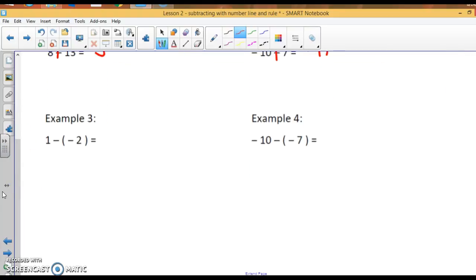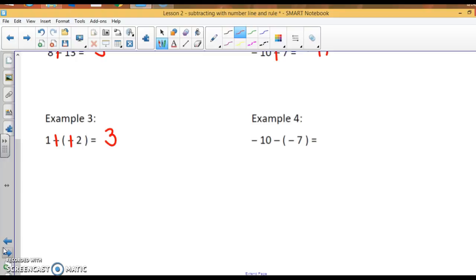All right, let's look at this one. 1 minus negative 2. Don't touch the first number. Change it to add. What's the opposite of negative 2? Positive 2. There's my 2 marks. Add the opposite, make 2 marks. Now, look at this problem. 1 plus 2 is 3. Once you change it to an addition problem, you use the rules of adding.